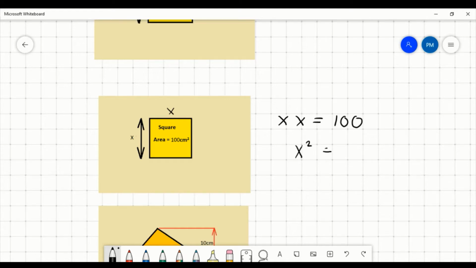Now what we can do to these two sides is, we want to get x on its own. So we can take the square root of this side to find x. And if we take the square root of this side, we also need to take the square root of this side as well. So what we're going to be left with is x is equal to the square root of 100, which is equal to 10, because 10 by 10 is equal to 100. So it's 10 centimeters.